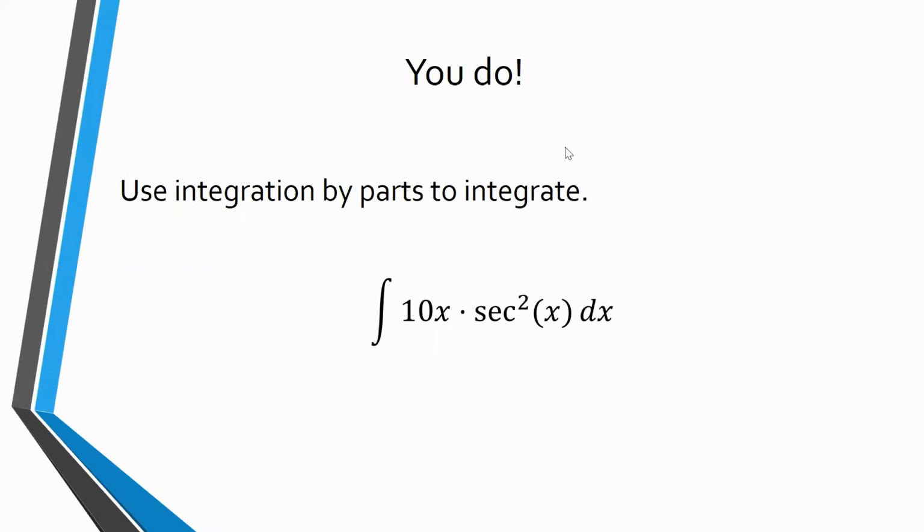Let's go ahead and do this problem. We want to use integration by parts to integrate 10x times secant squared of x with respect to x. If you haven't done this, push pause on the video and do this on your own, but I'm going to show the solution.